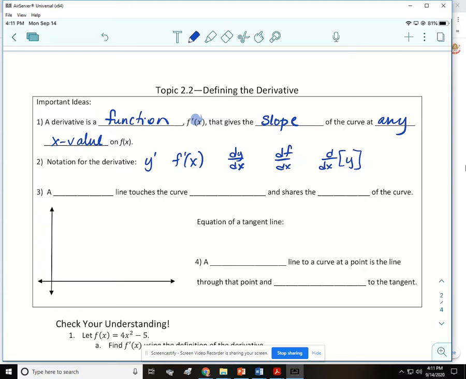All right, and then I've talked about this a little bit. Probably should have talked about it more, but hopefully it'll make more sense today. But a tangent line touches the curve at one point and shares the slope of the curve at that point.